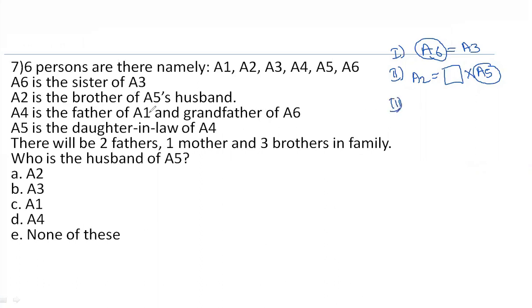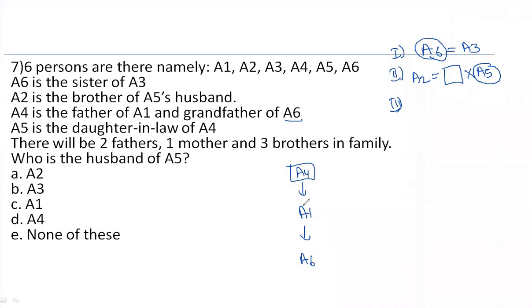Okay. A4 is the father of A1 and grandfather of A6. Okay. Already A6 is mentioned in condition one, right? Now I'm taking the third condition as the main one. Okay. Third condition, A6 is mentioned. As third condition is specifying A6 again, I'm taking third condition as the main condition and then I'm writing the family tree diagram here. A4 is the father of A1. Okay. A4 is the father of A1. Done. Okay. And grandfather of A6. And grandfather of A6. This is the relation, right?